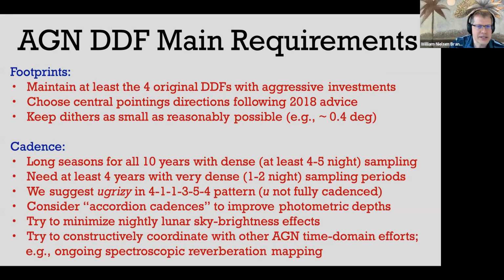Now, the accordion cadences, that's not a strict requirement. In fact, back in our 2018 white paper, we suggested a fairly uniform cadence over all 10 years, but that turned out to be very observationally expensive. And so here we're offering a way to reduce costs while still maintaining a lot of the exciting time domain science, and also keeping the photometric depths. So that one is not strictly a requirement, but it's our attempt to be accommodating of the needs of what other science collaborations might have.